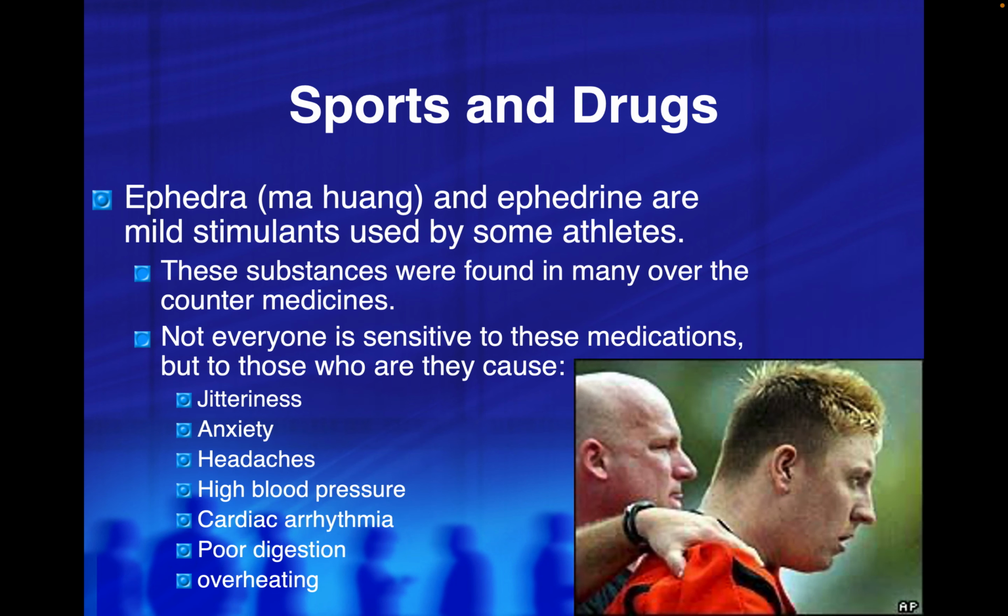Ephedra, also known as mahuang, and ephedrine are mild stimulants used by some athletes. These substances are found in many over-the-counter medications. Not everyone is sensitive to these medications, but to those who are, they cause jitteriness, anxiety, headaches, high blood pressure, cardiac arrhythmia, poor digestion, and overheating. And this is an individual who used to pitch for Cleveland, and he was on ephedra when he was pitching, and it killed him.